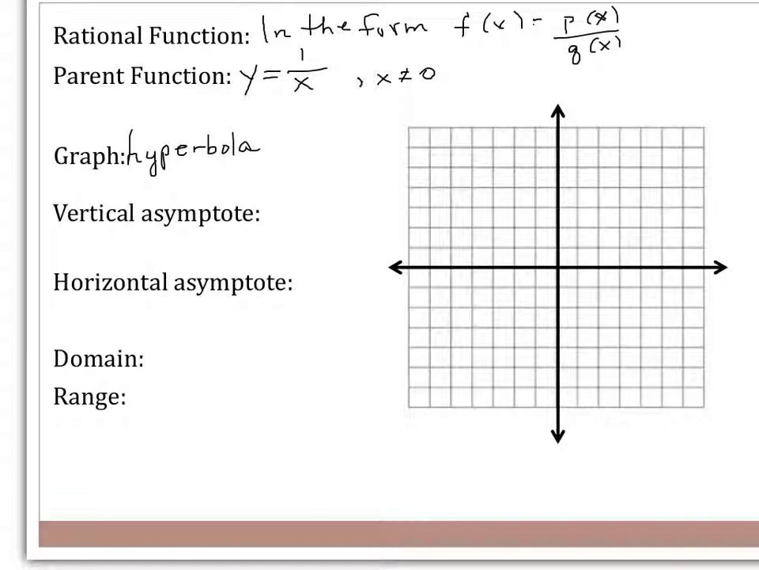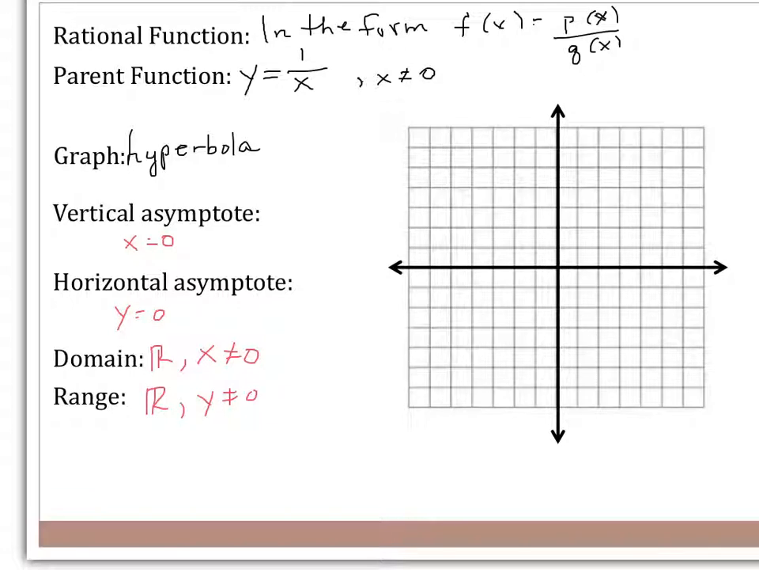And then we have a vertical asymptote. The vertical asymptote comes from the denominator. That cannot be equal to 0, so your vertical asymptote is x equals 0. And a little bit harder concept: if x can't be 0, neither can y. So we also have a horizontal asymptote, y equals 0. That means your domain is all reals except x not 0, and the same thing for range, all reals except y not 0.